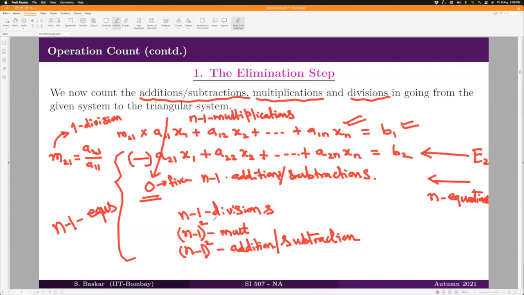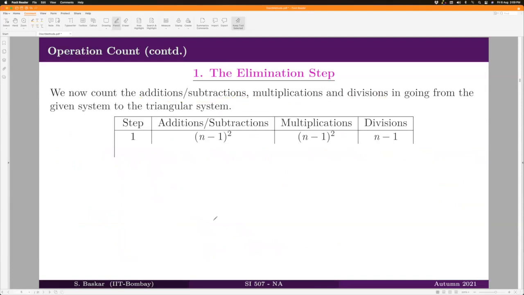that will make our step 1 and give us the system where in column 1, starting from the second equation onwards, all the coefficients are 0, right? And correspondingly, the other terms will be modified. So in order to do this step 1 elimination, we need to perform this many calculations.